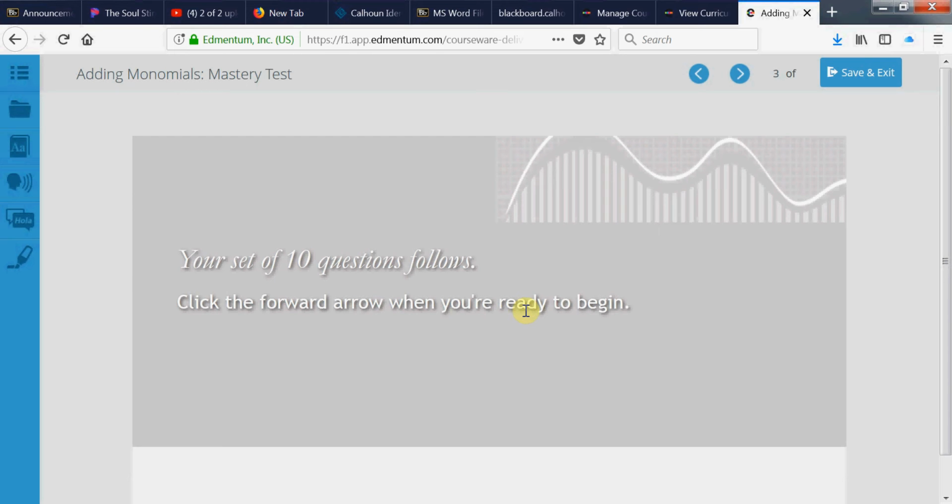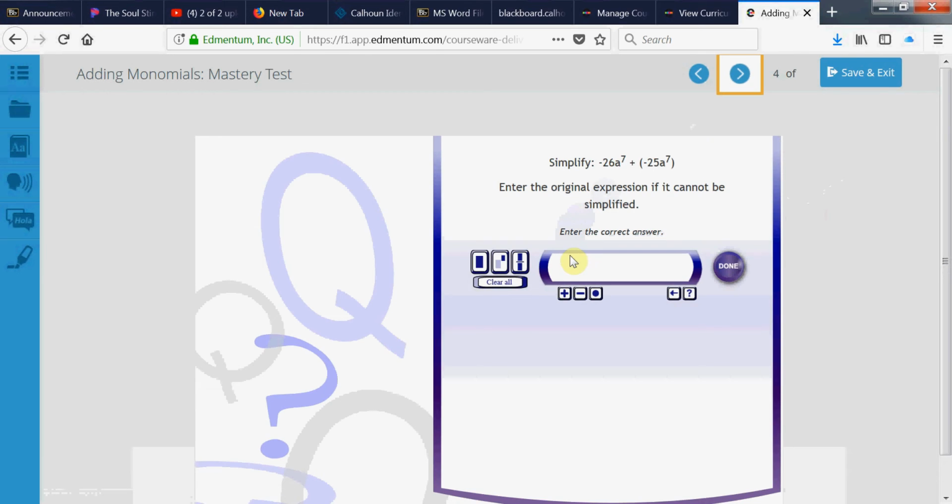Let's look at the exercise in adding monomials. Here we're going to add these two monomials, or enter the original expression if it cannot be simplified. So here we're going to add negative 26 a to the 7th plus negative 25 a to the 7th. Well, they're like terms. They both have a to the 7th.